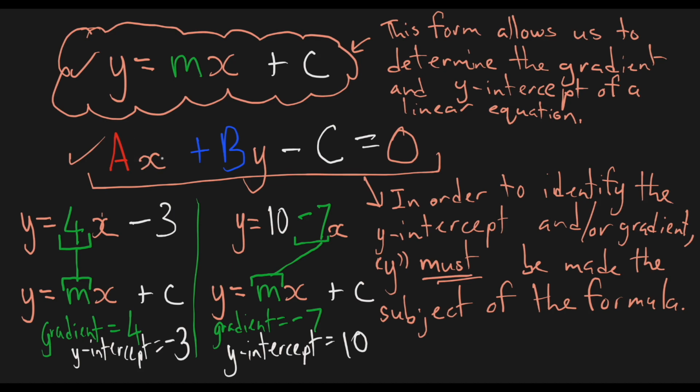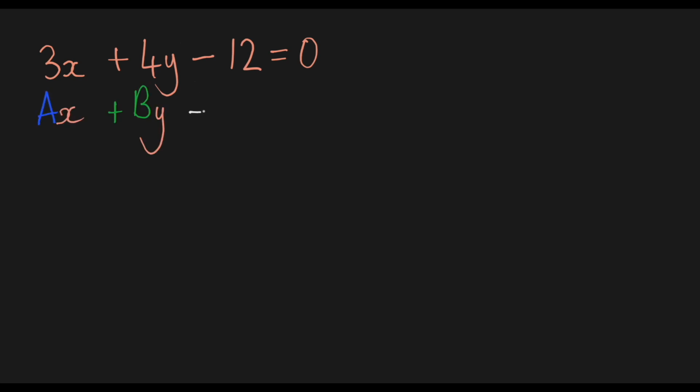Ax plus by minus c is equal to 0. So say for instance we had an equation 3x plus 4y and it's subtracting say 12, and that's equal to 0. Now, we know that this is a linear equation because the order of x is just 1, meaning that it only has up to 1 power in this case. Now, remember, this is in the form ax plus by minus c equal to 0.